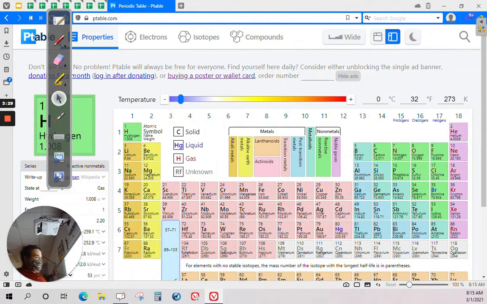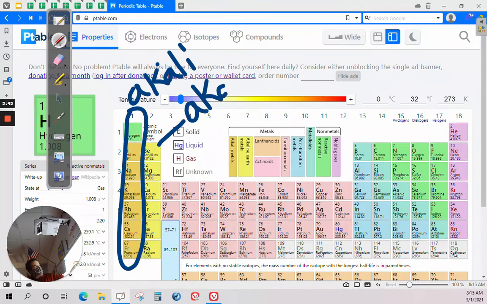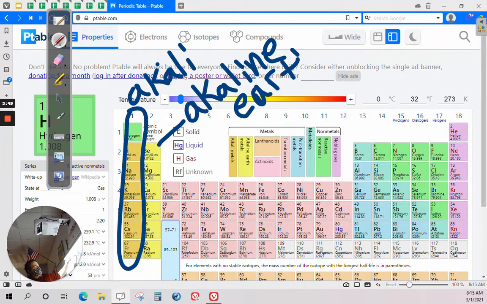Alright, so this is the alkali metal. This is the alkaline earth metal. Okay?